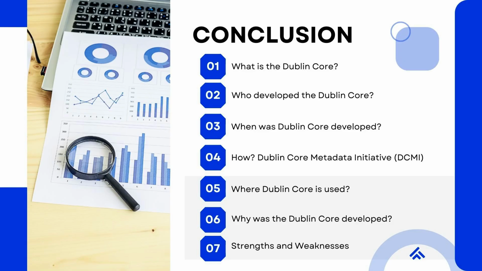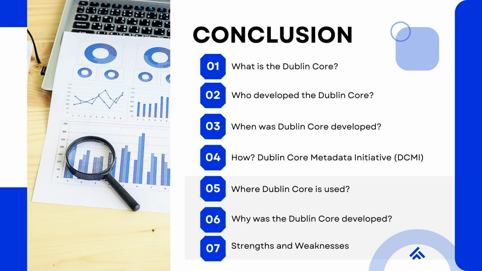In conclusion, in this presentation, we explored the 5 W's and the how of the Dublin Core. We talked about what the Dublin Core is, who developed the Dublin Core, when the Dublin Core was developed, how the Dublin Core has been implemented considering the Dublin Core Metadata Initiative, the DCMI, where the Dublin Core is used, and why the Dublin Core was developed. We also addressed some strengths and weaknesses along with a survey for further exploration.